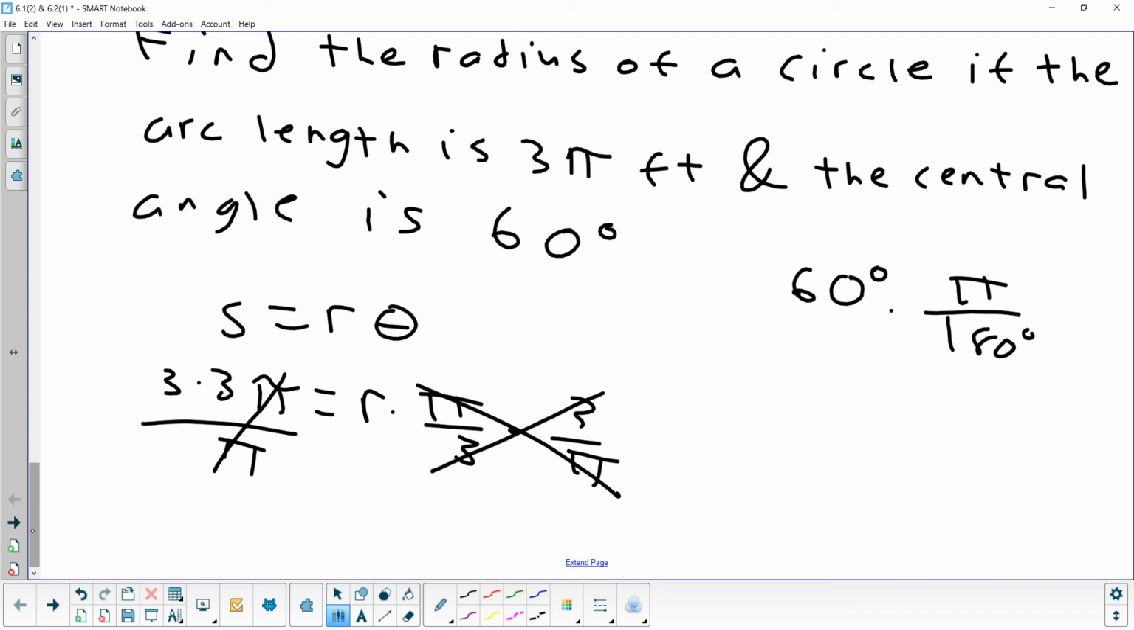And all we're left with now is we had 3 pi, and we're multiplying it by 3 over pi, so the pi's are gone, so we're left with 9 equals my radius. What should be my label on that? Feet. 9 feet.